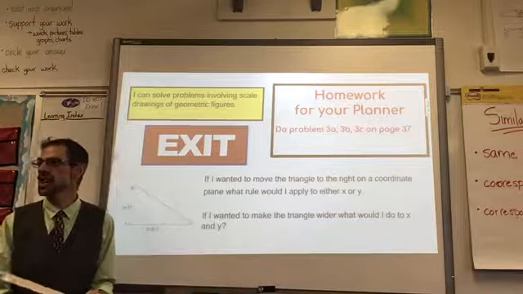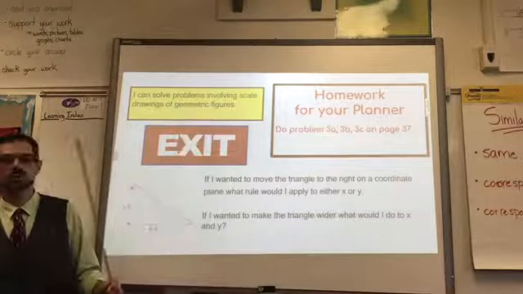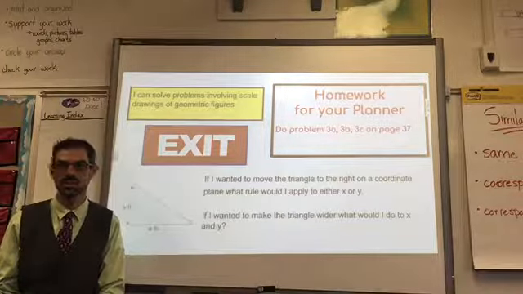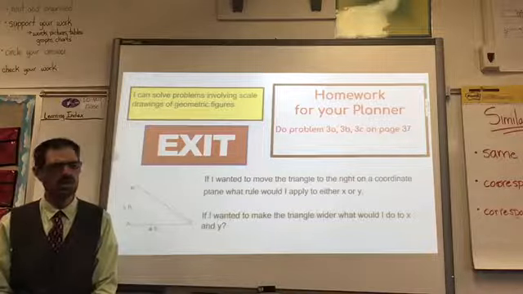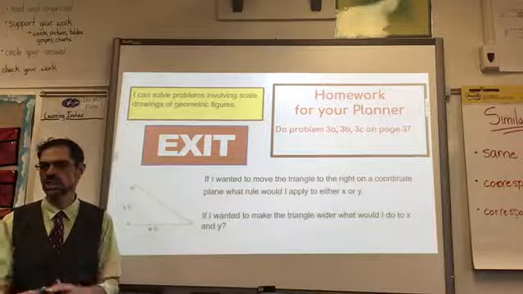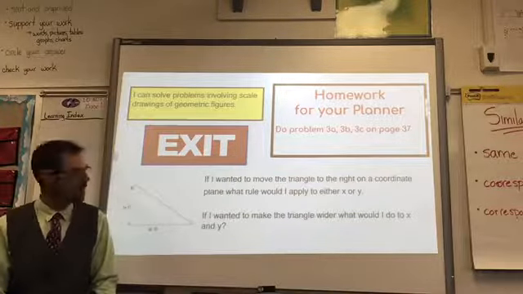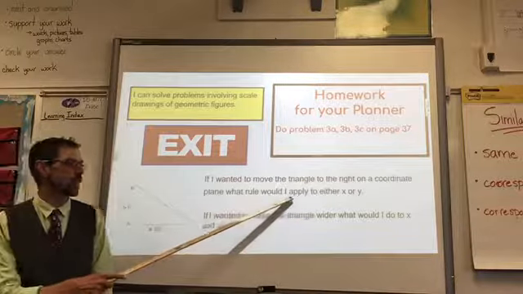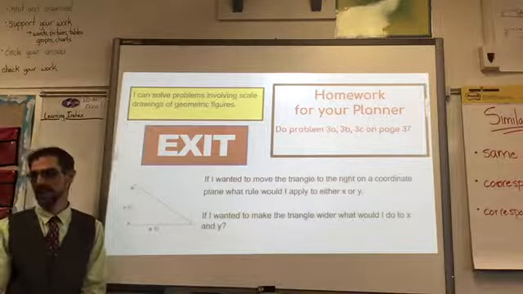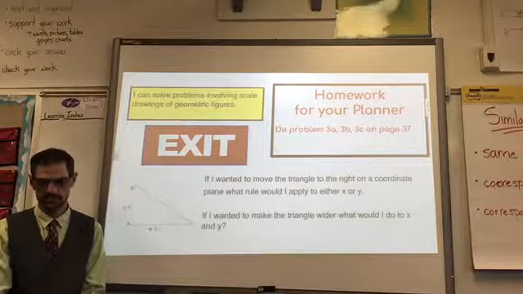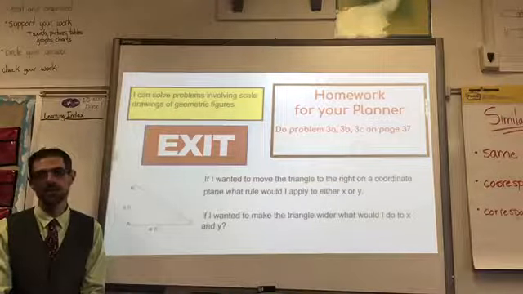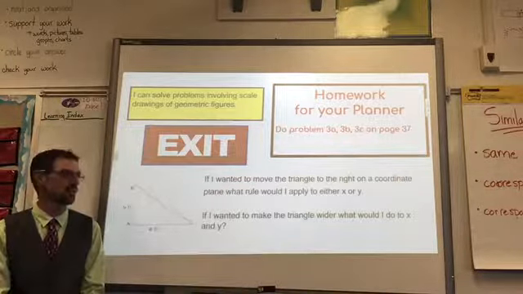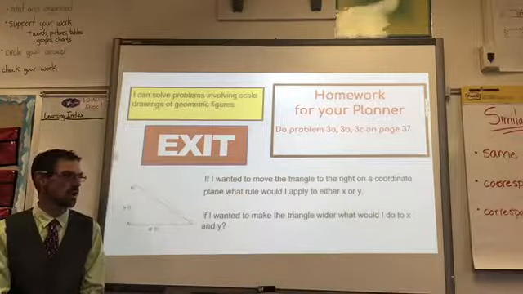Okay, as you guys are grabbing that, I want you to listen up. We were talking about scale, and we scaled some things today. Lug had a scale on his x-axis, but no scale on his y. And when I scale something, it changes the shape of it, whether it's big or small. Here are my questions. What rule would I apply to move the triangle to the right on a coordinate plane, to either x or y? This should be a complete sentence, not a one-word answer.